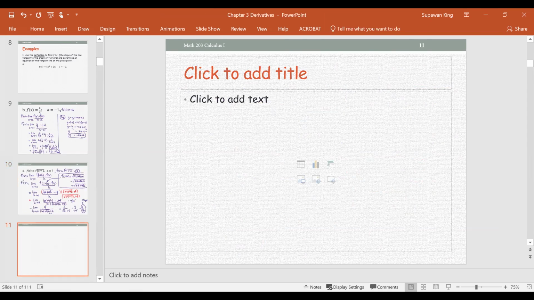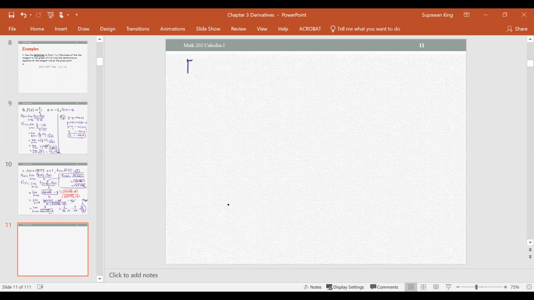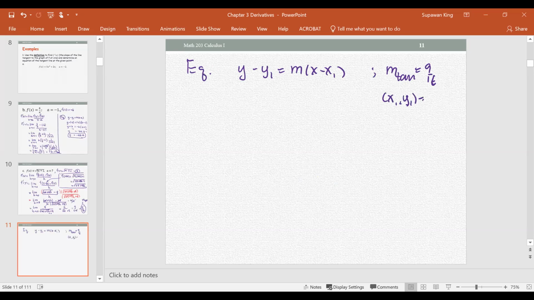So next, we're going to find the equation of the tangent line. The equation is y minus y1 equals m times x minus x1, where the m of the tangent line equals 9 over 16, and the ordered pair x1, y1 that we found from the beginning of the problem: x is 7, the y is 8. So the equation of the tangent line would be y minus 8 equals 9 over 16 multiplied by x minus 7.